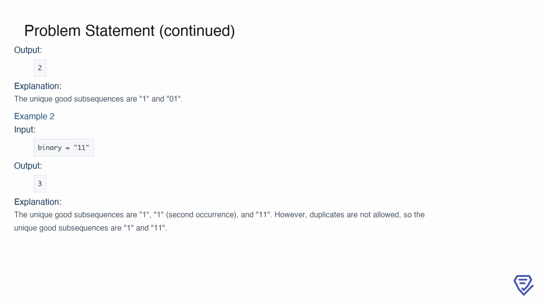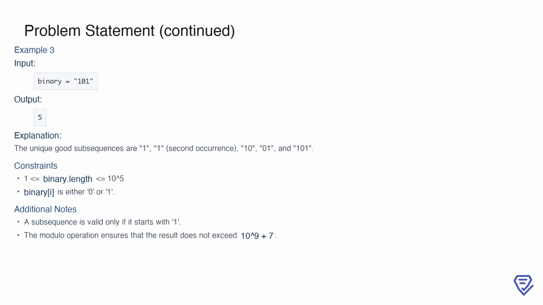In another example, if the input is 11, the unique good subsequences are 1 from the first occurrence, 1 from the second occurrence, and 11. However, since duplicates are not allowed, we count only the distinct ones, which are 1 and 11. This gives us an output of 3. Now consider the example where the binary string is 101. Here, the unique good subsequences are 1, the second occurrence of 1, 10, 01, and 101. Again, all of these start with 1, making them good subsequences.